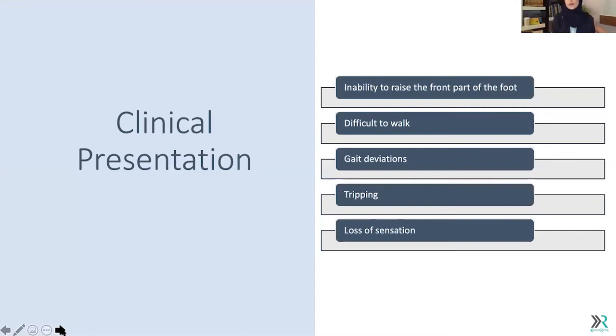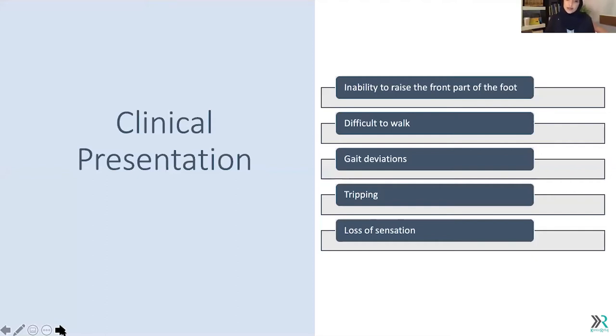Inability to raise the front part of the foot. And that is due to muscle weakness or paralysis in the lateral and frontal compartment of the legs that are innervated by the superficial and deep peroneal nerve, which will result in difficulty during walking due to the inability of doing a heel strike during stance phase and inability to lift the foot off the ground during swing phase.